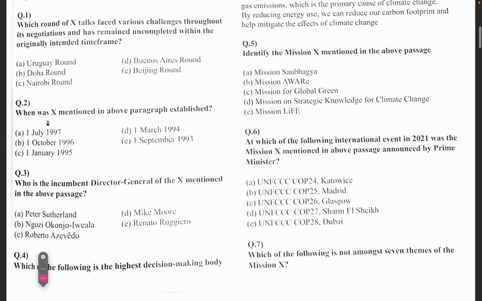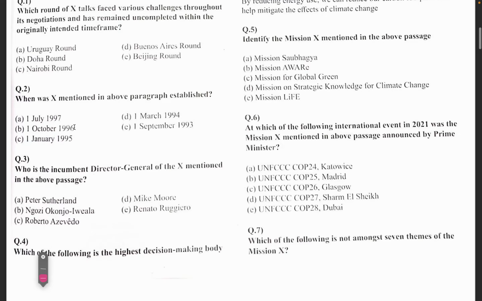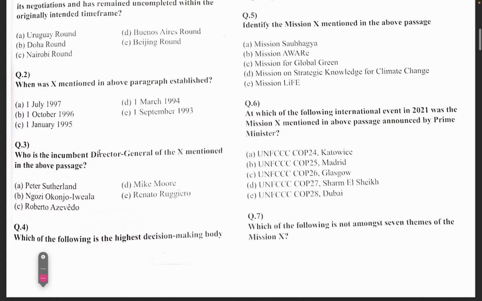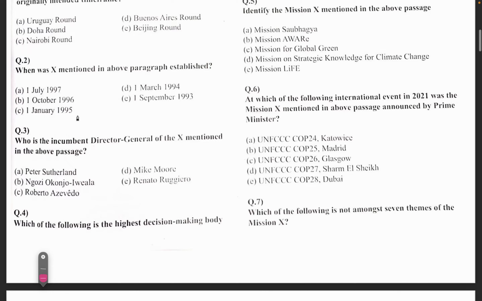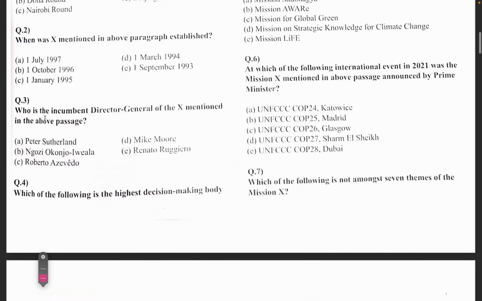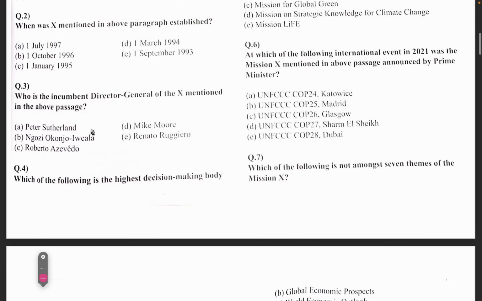Also, they have asked when this particular organization was established. So I think it is important to remember this data from the ESI static part as well. Speaking about me, I was focusing on data mostly on the current part, but now, seeing the questions, we should focus on these little details from the static part. Similarly, they have asked who was the director general of X mentioned in the above passage. So you can see they are asking really detailed questions, not just in current affairs, even in the static part.